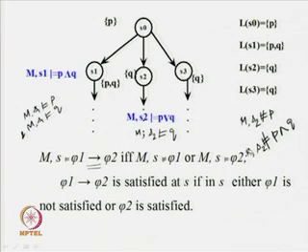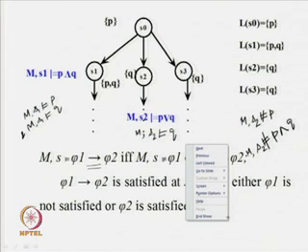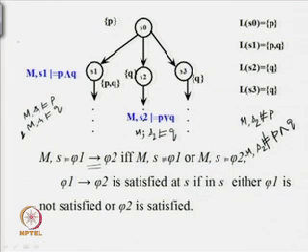So, basically we said that phi 1 implies phi 2 is satisfied if in S either phi 1 is not satisfied or phi 2 is satisfied. So, either of these two conditions. We know that if we talk about some formula, say P implies Q, this is equivalent to not P or Q. So, this implication sign is equivalent to not P or Q.